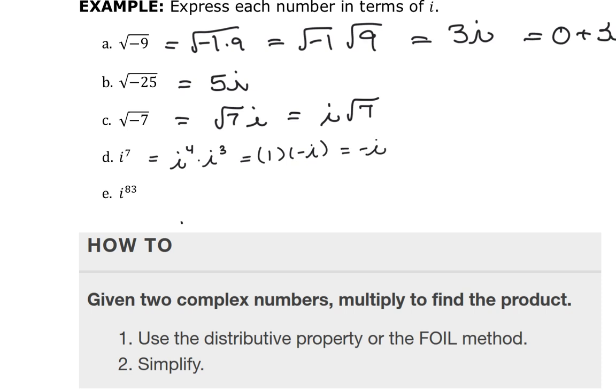Similarly, for 83, this is i to the 4th raised to the 20th power, because that gives me 80, multiplied by i to the 3rd. i to the 4th raised to the 20th is 1, since 1 raised to any power is 1. Multiplied by i to the 3rd, which is just negative i. And that's how you do those when you have high numbers. You write it as a multiple of 4 raised to some power, and then whatever's left over. This is 4 times 20, which is 80, plus 3 gives me the 83.